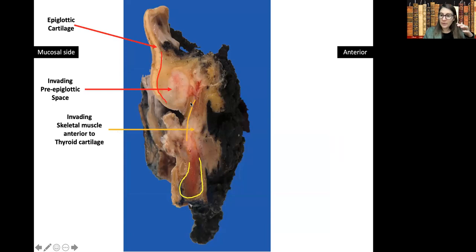Similarly, we see the thyroid cartilage with the anterior border outlined, and the tumor is invading the skeletal muscle anterior to the thyroid cartilage. And lastly, we see the thyroid gland highlighted with, again, the tumor invading the superior tip of the thyroid gland. In this case, the anterior margin is going to be this inked skeletal muscle tissue, which again, you can get a measurement to and sections to include that tumor to anterior margin.